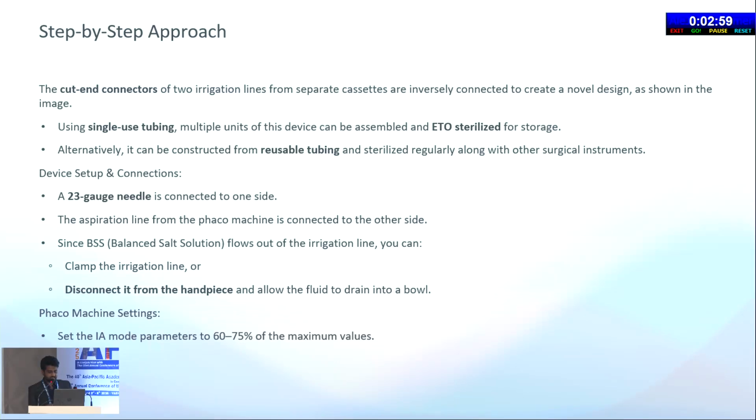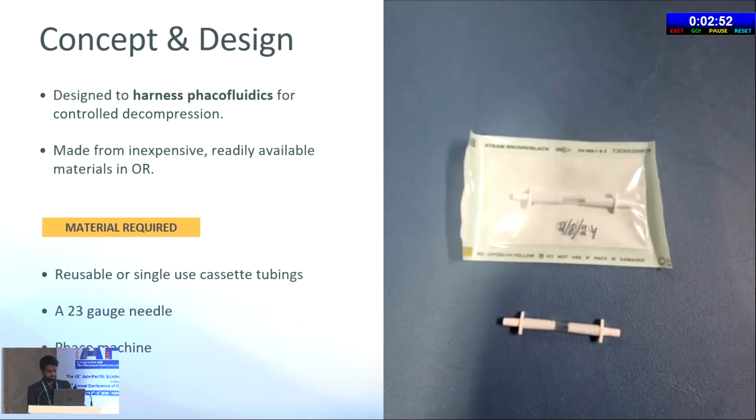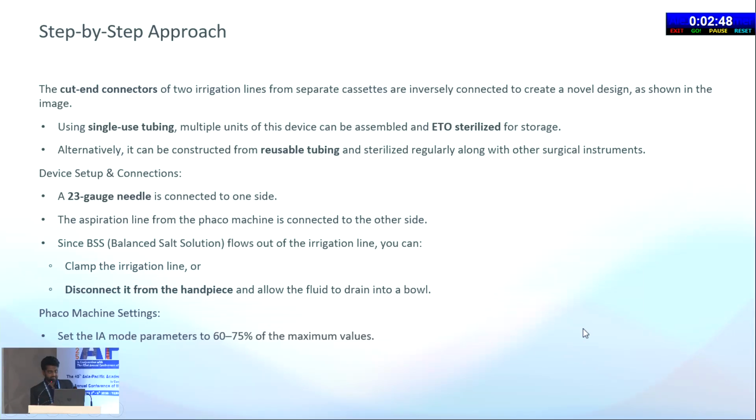So the cut-end connectors of the two irrigation lines are cut and they are reversely connected, as shown in the image. And then this can be done with single-use tubing, or you can use it with multiple-use cassettes, which you can sterilize along with your instruments.